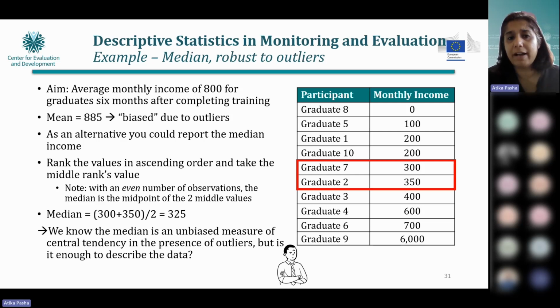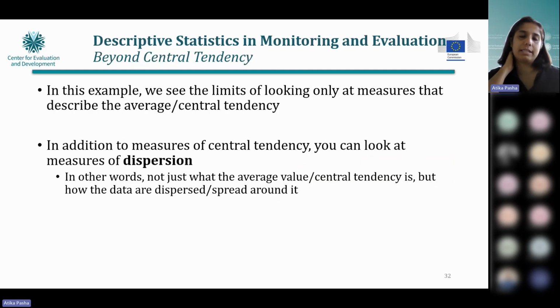What it does is it has now divided the sample more or less evenly, wherein these individuals are below 325 and these individuals are above 325. Okay, so now we know that the median is obviously unbiased compared to the mean when it comes to outliers. But is it enough to describe the data? And this is where we see the limits of using only measures of central tendency, only taking out averages, whether it be mean or median.